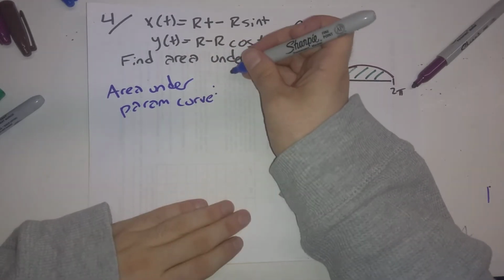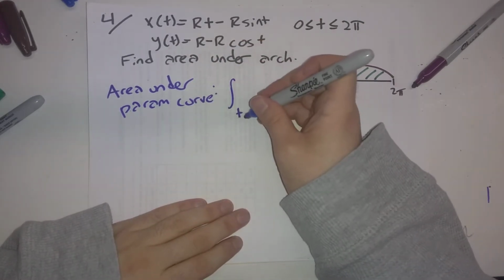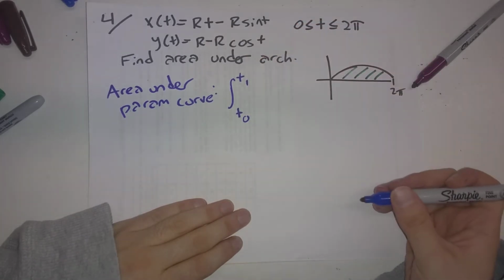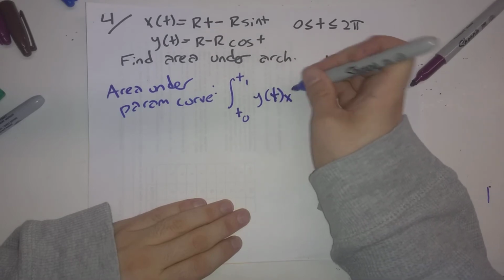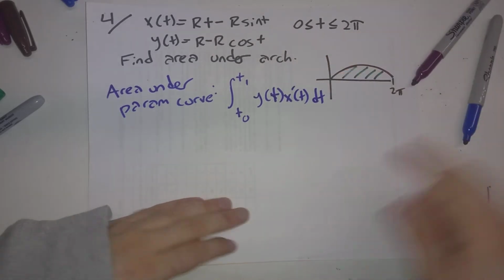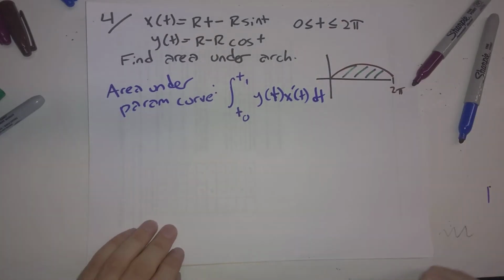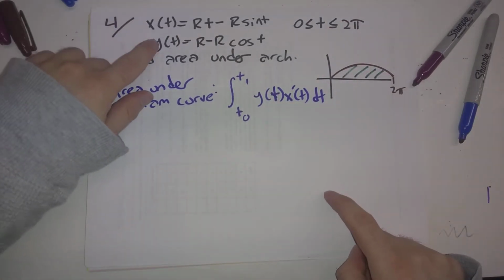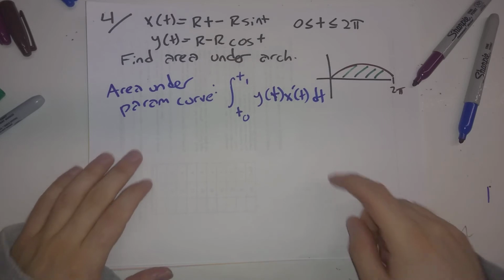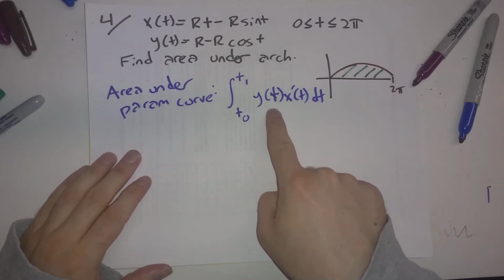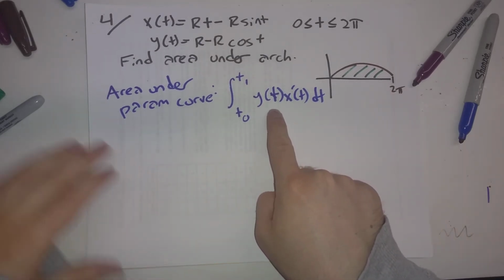And so that is going to be the integral, I'm just copying it straight from the textbook, the integral from t0 to t1 of y of t times x prime of t dt, where the t0 and the t1 are the bounds on t, and we can have our x of t and y of t. There's certain conditions that we have to check. Everything is checked out here in this case. So at this point then, all we have to do is plop in everything as appropriate.